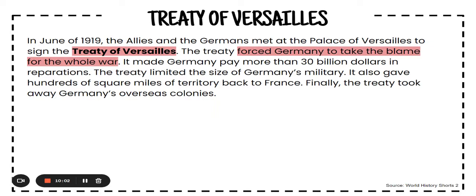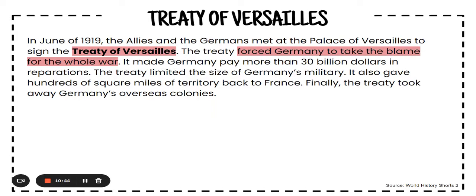So, with the signing of the treaty that ended the war, in June of 1919, the Allies and the Germans met at the Palace of Versailles, which is in France, to sign the Treaty of Versailles. The treaty forced Germany to take blame for the war, and there were 3 major punishments given to Germany. It made Germany pay more than $30 billion in reparations. The treaty limited the size of Germany's military. It also gave hundreds of square miles of territory back to France. And finally, the treaty took away Germany's overseas colonies.